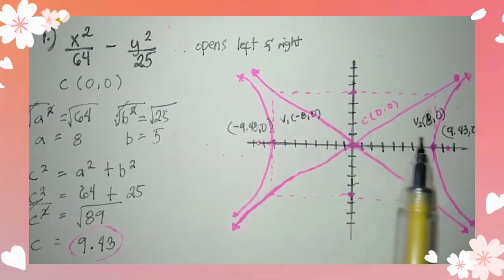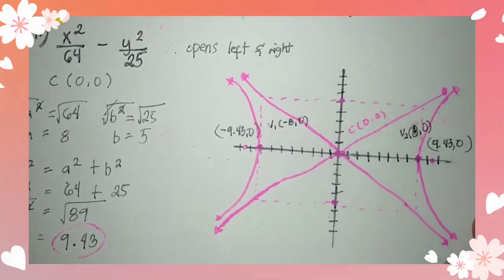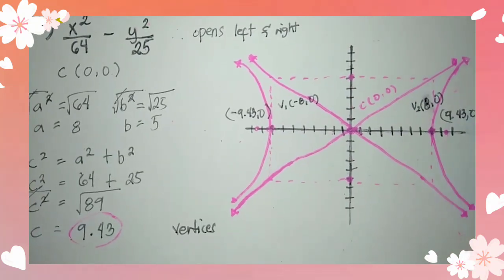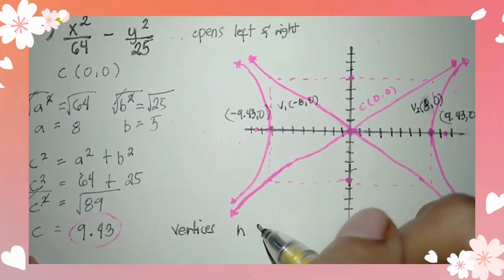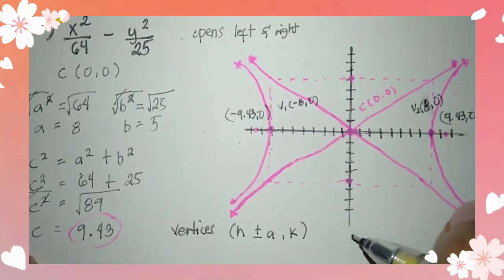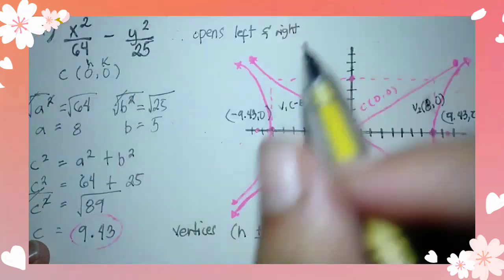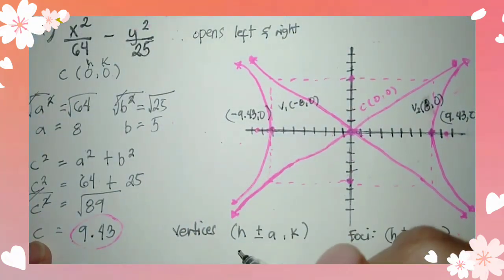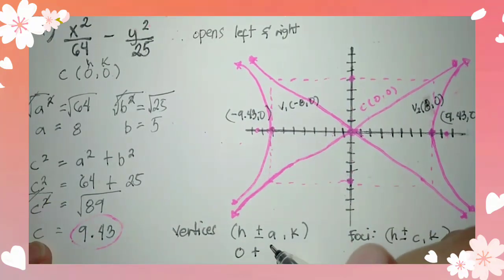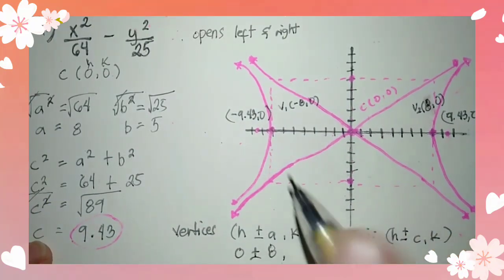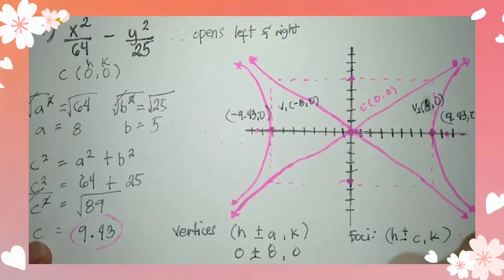If tama ba yung nakuha natin na coordinates nila using the formula. So, we have the formula for the vertices. Vertices opens left and right, H plus and minus A and K. And sa foci naman is H plus and minus C and K. Sa center natin, kukuhain si H and K. Since ang center natin is always HK, so we have 0 plus our A is 8. And our K is 0. So, we have 8 and 0. The other one is negative 8 and 0. Since positive and negative siya.